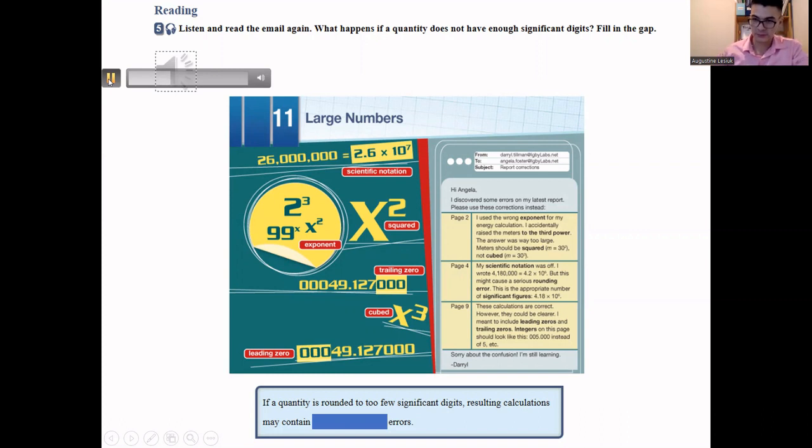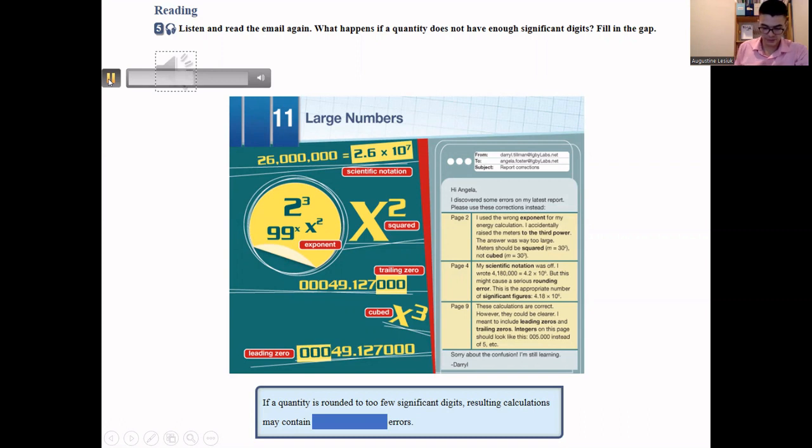Page 2. I used the wrong exponent for my energy calculation. I accidentally raised the meters to the third power. The answer was way too large. Meters should be squared. M equals 30 squared, not cubed. M equals 30 cubed.